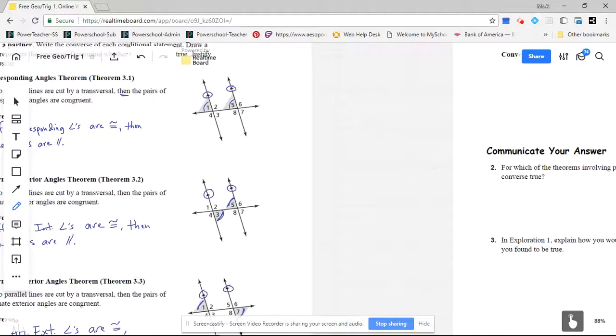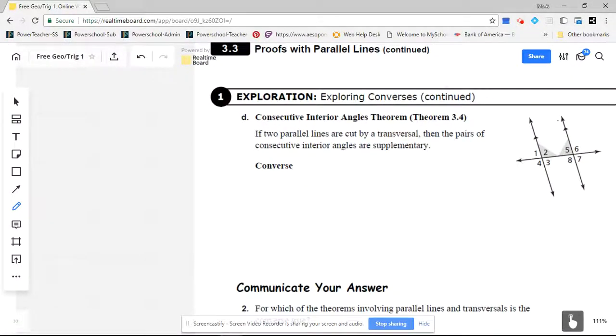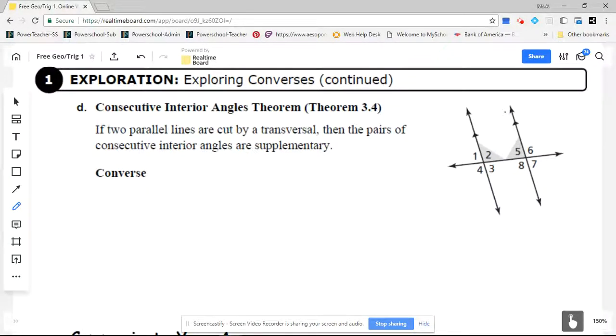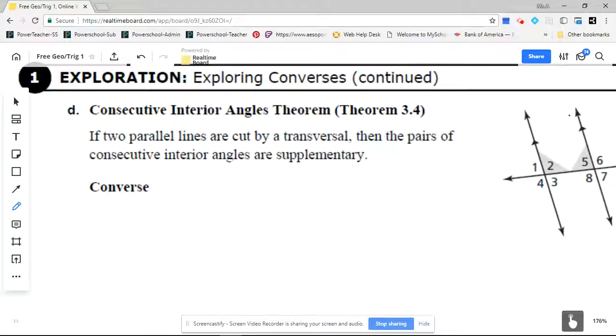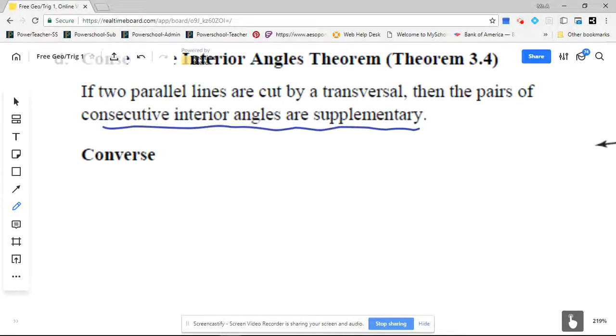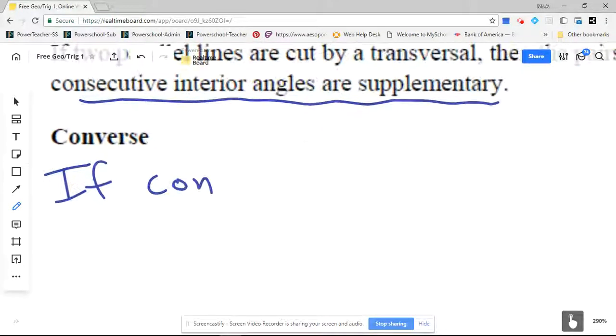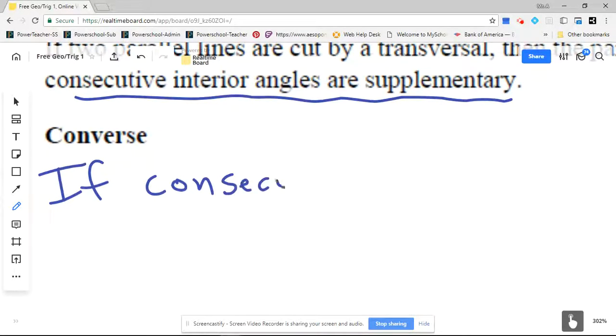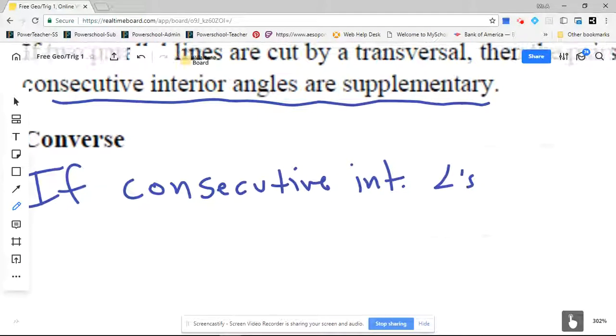The fourth one up here is the one that's supplementary. So consecutive interior angles. If parallel lines are cut by a transversal, the pairs of consecutive interior angles are supplementary. So we're going to start with if consecutive interior, INT, angles, we'll do the angle symbol, are supplementary.